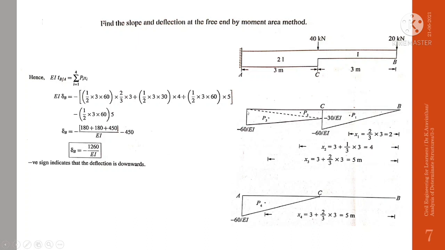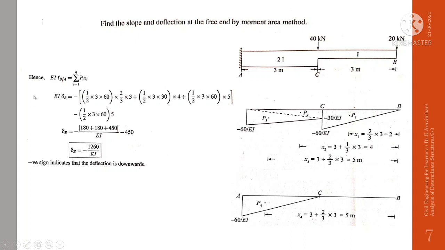And for the next type of triangle, you can cut this section either into a rectangle and a triangle, or you can cut this into both triangles. And P3 is a triangle which has a centroid at 2/3 of base, that is 2/3 of 3, plus the remaining distance, which is 3. So if you add that, you will get 5 meter. And the next centroid will be 2/3 of the base 3, plus this 3 meter distance.